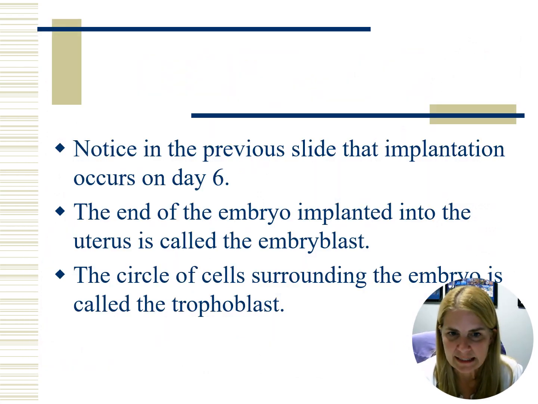Implantation occurs on day 6, and the end of the embryo that's implanted in the uterus is called the embryoblast. The circle of cells surrounding the embryo is called the trophoblast. So we've got the outer trophoblast, which are the cells around the embryoblast. The trophoblast itself gives rise to important prenatal support tissue, a layer right under that outer trophoblast. And then we've got the embryoblast that gives rise to the embryo during the prenatal period. The end of that is implanted in the uterus on day 6.